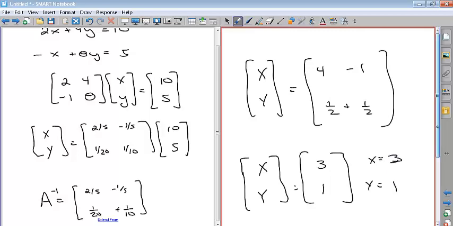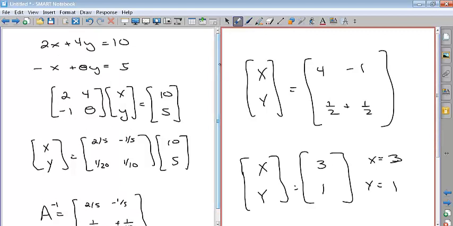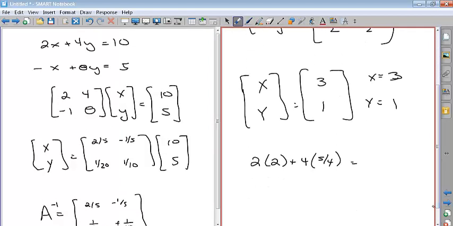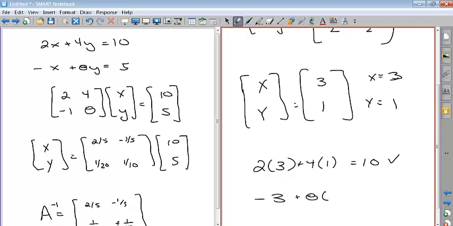Okay, now we can go back and try it out. With that being the solution, let's go check it out in the original equation. So we get 2 times 3 plus 4 times 1, x and y, I get 10, so check. And the next one is negative x, which is negative 3, plus 8 times y, which is 1, so 8 minus 3 is 5. Check. Okay, so it did work.